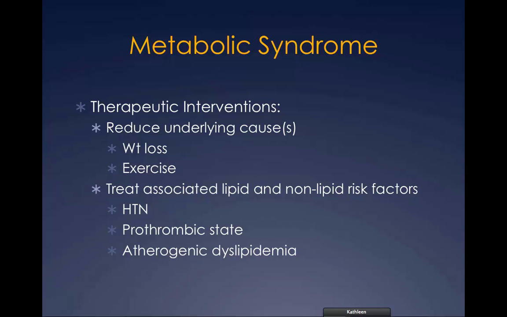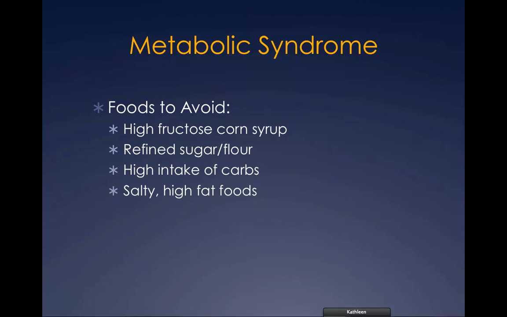Basically, that means that we have to ask: do these patients need specific studies to look at arteries? Do we need to look at certain CAT scans to look at their vessels because they have metabolic syndrome and we're concerned about atherogenesis? Foods to avoid: high fructose corn syrup.